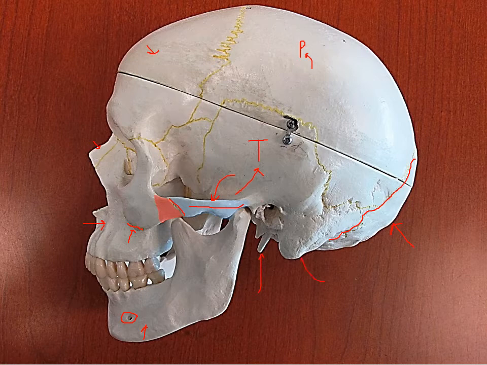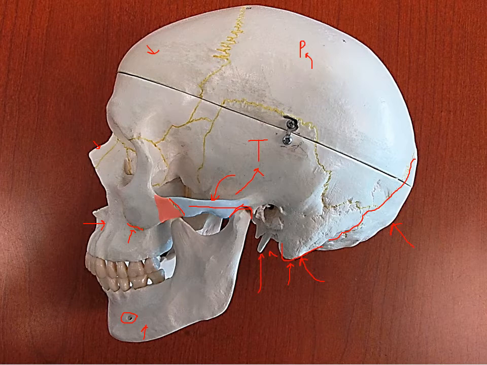Then we have this large bump here. This is called the mastoid process. If you feel behind your ear, you'll feel a big bump there. That is the mastoid process. So we've got this more medial one, this more internal vampire tooth looking thing called the styloid process, and then this big bump just behind the ear called the mastoid process. And then we have this little indentation.